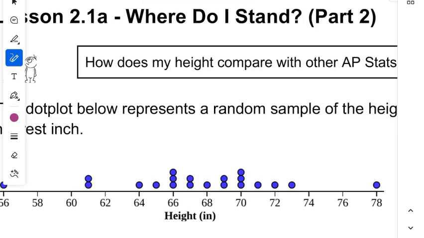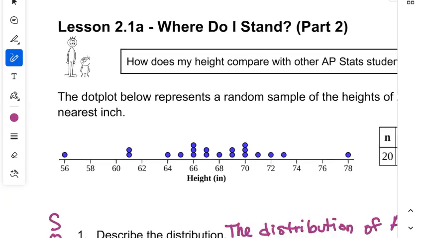Let's look at lesson 2.1a, where do I stand? So the heights of AP students were compared. Here is a dot plot that represents it. We are going to write a few sentences to describe it on number 1. I've started it for us.